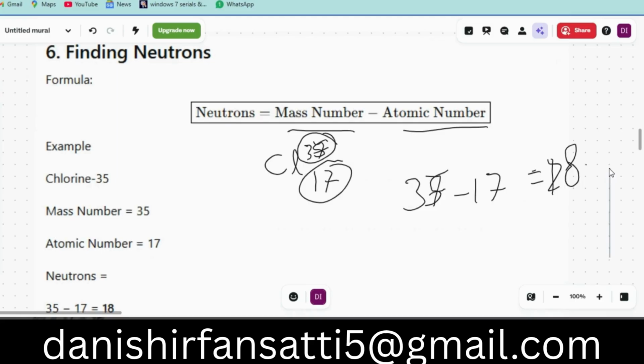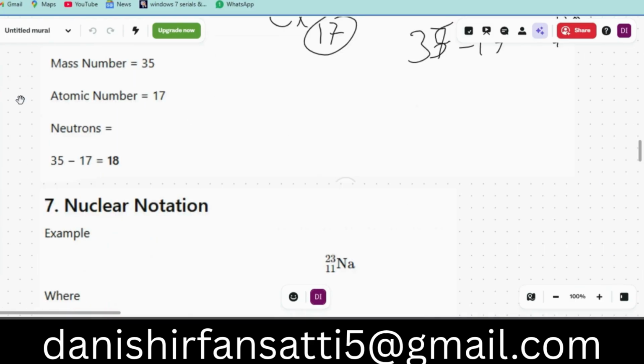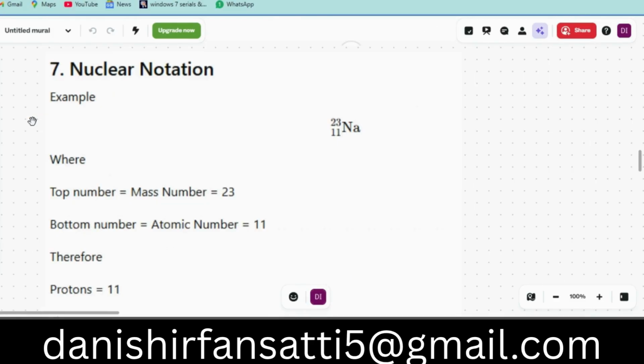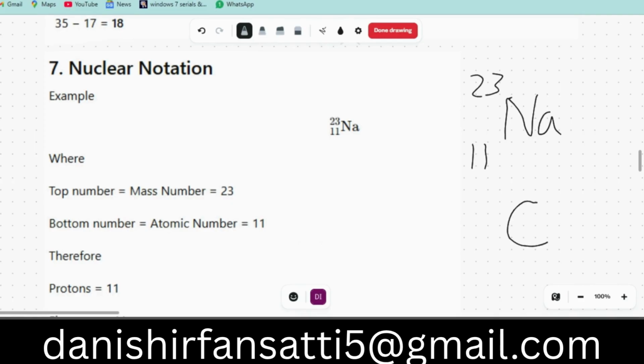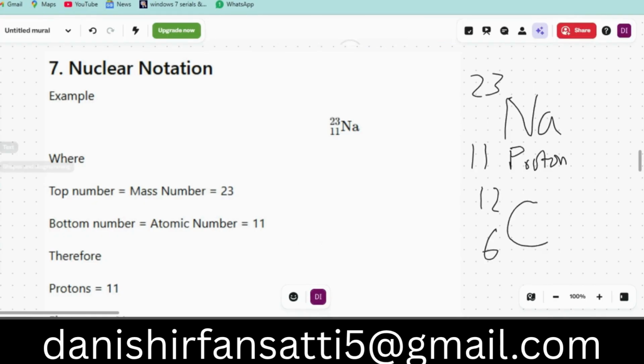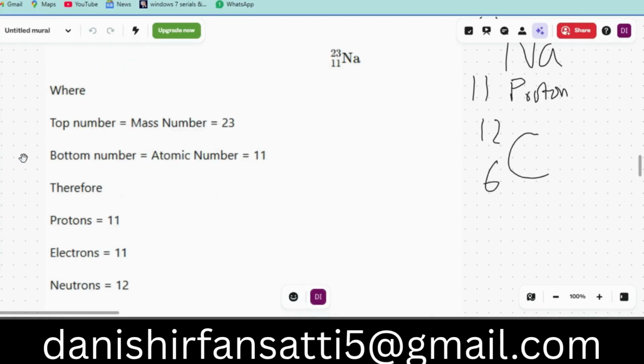Now we are going to discuss nuclear notation, how we write it. For example, sodium has the symbol Na, a mass number of 23 and an atomic number of 11. For example, carbon has a mass number of 12, whereas the atomic number is 6. So we are going to write it like this. That means sodium has 11 protons and 11 electrons, but it has 12 neutrons.